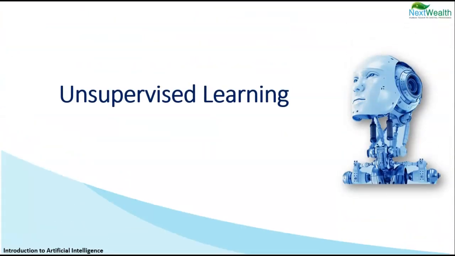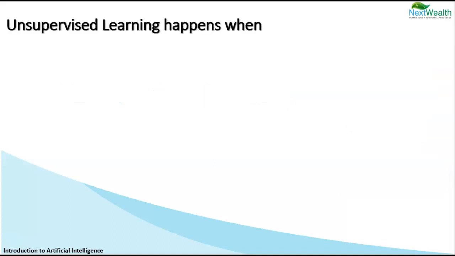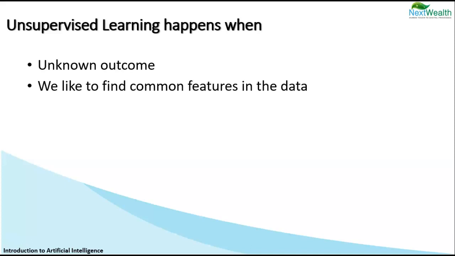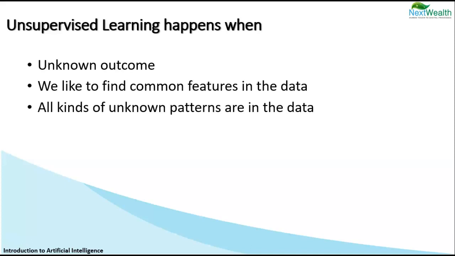In our next few slides, we will be discussing unsupervised learning. Unsupervised learning can happen when we have data points with unknown outcome. This method looks for similar features and clubs them together. Since it is an unknown data set with unknown output, the unsupervised learning method is best used for clustering.